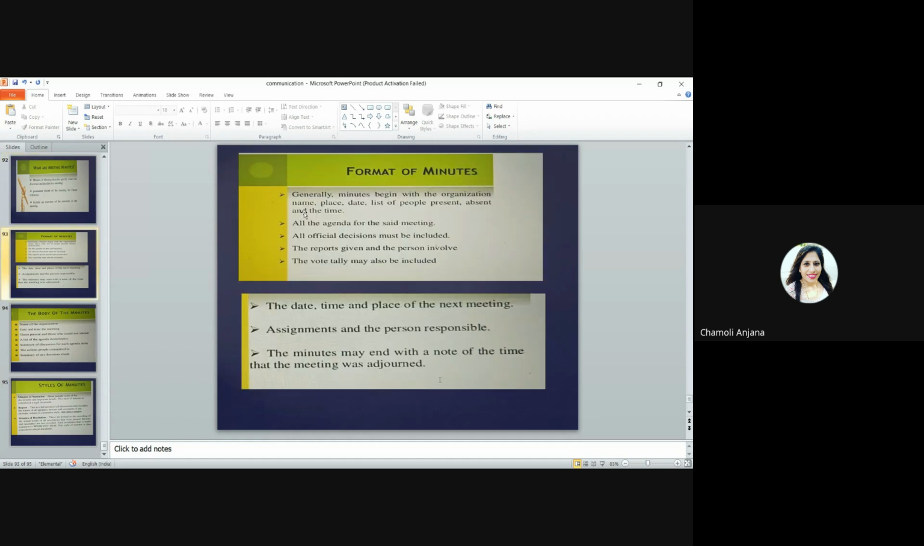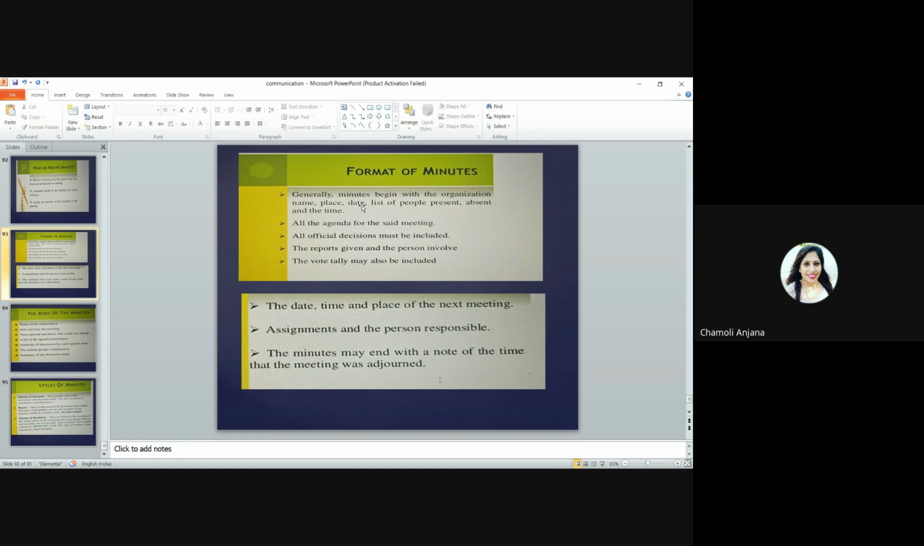So the minutes of meeting will include who the convener of the meeting was, what the meeting was about, what the topic of the meeting was, what the purpose of the meeting was, who the participants of the meeting were, and the date, time, and venue of the meeting. Then it will include what discussion was held, and what the outcome or resolution of the meeting was.